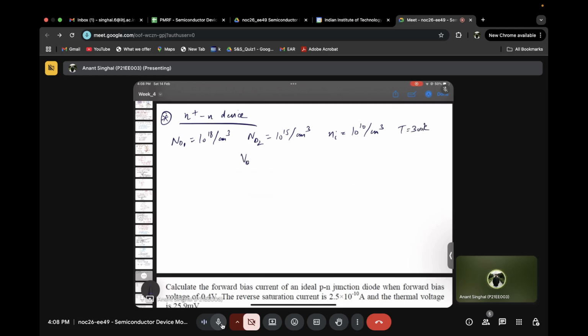You need to calculate the VBI. Don't blindly go towards the formula. For this question, what you should do is the band diagram first and then try to calculate or derive the formula of VBI. You will see something interesting here. So maybe take 2-3 minutes and let me know if you have got some formula.